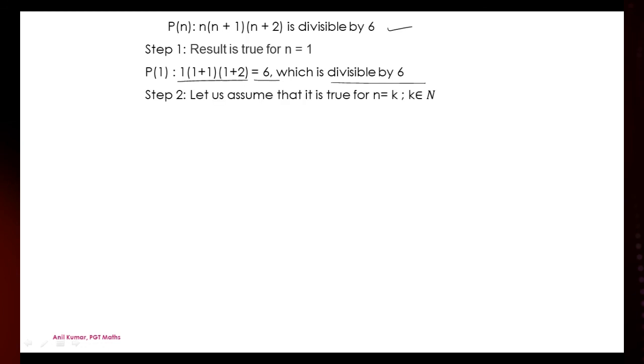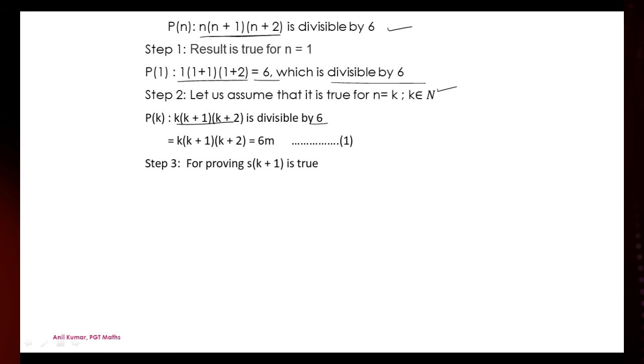Now we'll assume that it is true for n is equal to k. So replace this n with k. So it will become k into k plus 1 into k plus 2 is divisible by 6. So if this number is divisible by 6, we can say that this number is a multiple of 6. So let it be equal to 6m. So for proving the statement for k plus 1, let's write it for k plus 1. Replace the n with k plus 1. So it will become k plus 1, k plus 1 plus 1 and k plus 1 plus 2, which is k plus 3. So this is divisible by 6, that we have to prove.